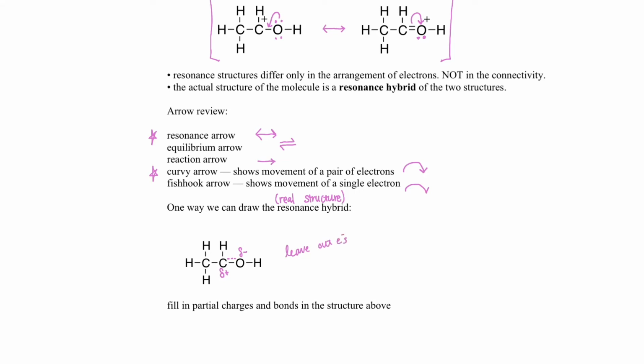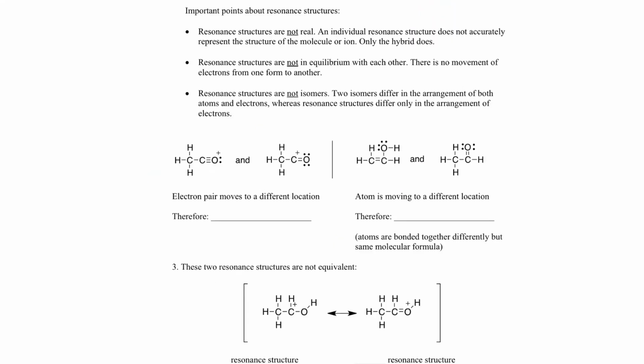Because as you can see, the electrons do move around, so they can be hard to represent. A few important things about resonance structures. When you think of resonance structures, know that they are not real structures because an individual resonance structure does not accurately represent the structure of the molecule itself. Only the hybrid tells you everything about the molecule.